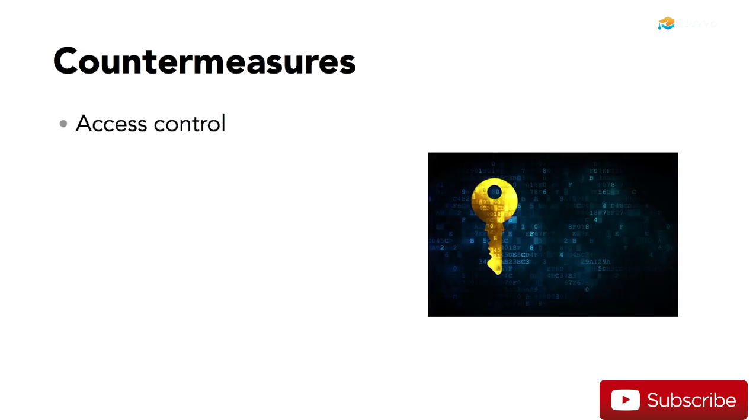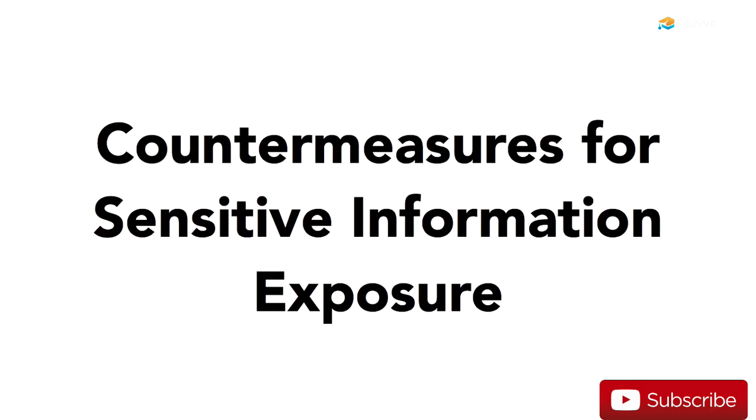Access control plays an important role here. Only authorized users should have access to sensitive data. Encryption is another critical technology to protect the data both at rest and in transit. Not providing adequate protection, such as proper access control and encryption, is the most common programming mistake software developers make in this scenario. The most basic and fundamental countermeasures against sensitive information exposure are access control and encryption.